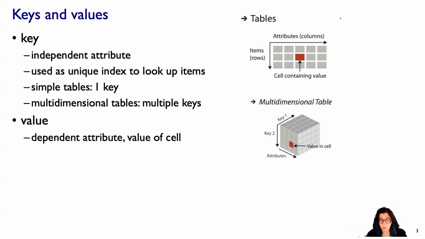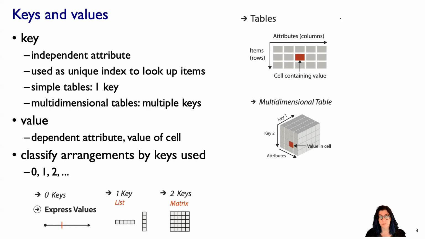But when we have multiple keys, that is a multidimensional table, just like a multidimensional array in computer science, then we're going to have to think about using more than one key to look up some value. So multiple of these unique identifiers. The value we can think of in the language of stats as a dependent attribute.